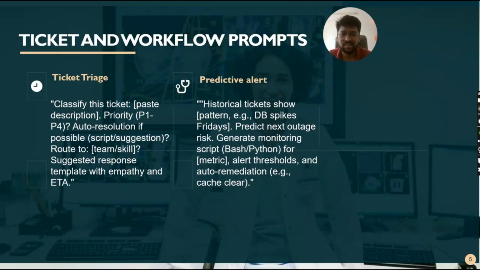Next is predictive alerts. You need to monitor all the alerts for historical tickets, so you can ask that to the AI. Historical tickets, show me the pattern. Example, DB spikes on Friday. Predict any next outage risk. Generate the monitoring script. If you want to generate a monitoring script to predict all those things, you can ask the AI. You can just get that script and run it in bash or Python for some metrics. If you need the metrics for all the incidents resolved in the last week, you can get that script easily using AI.